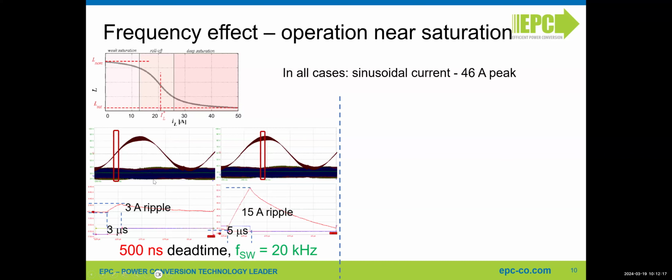Here in this example, we have a 20 kilohertz MOSFET inverter driving a motor with 500 nanosecond dead time. The sinusoidal current is 46 amps peak. I'm zooming the current at the zero crossing, and the same current at the peak. Since this motor has very low inductance, already at the zero crossing there is a 3 amps ripple, and you can easily see the current rising 3 amps in 3 microseconds.